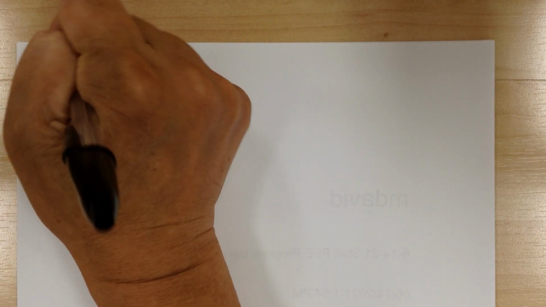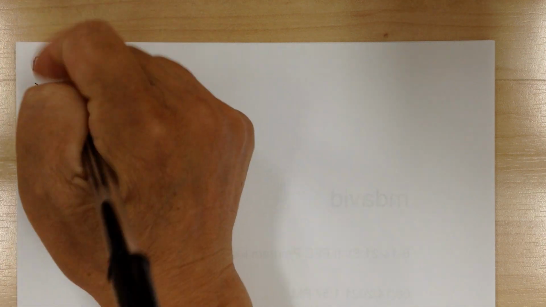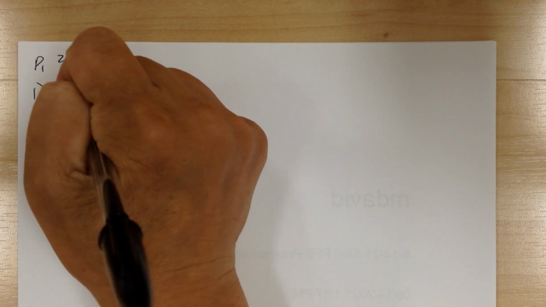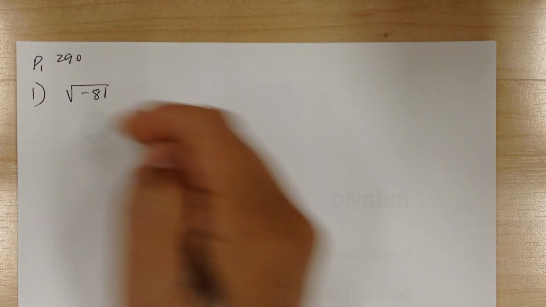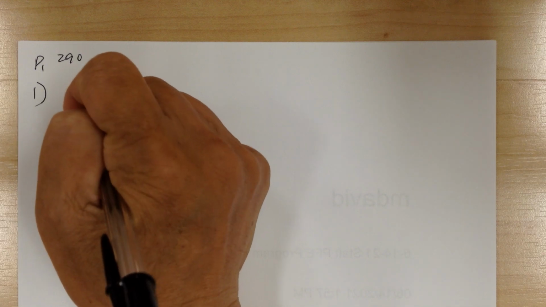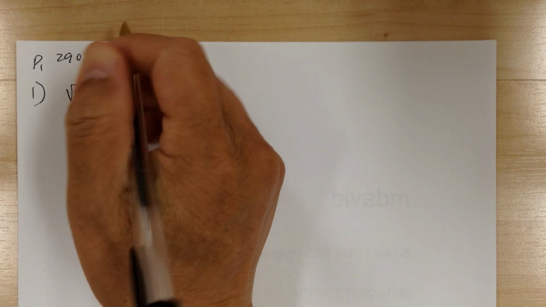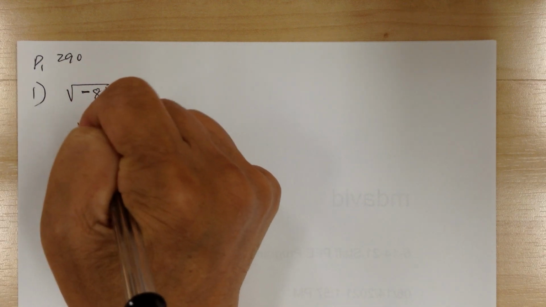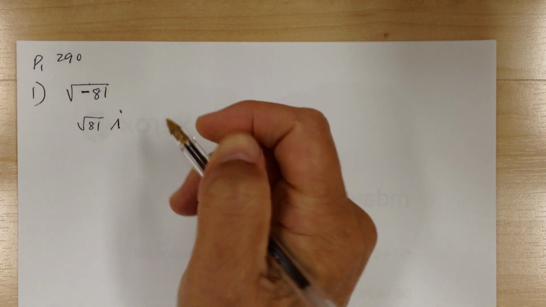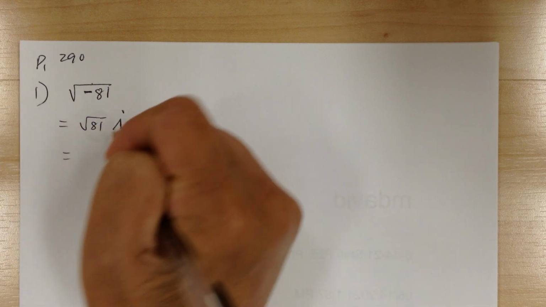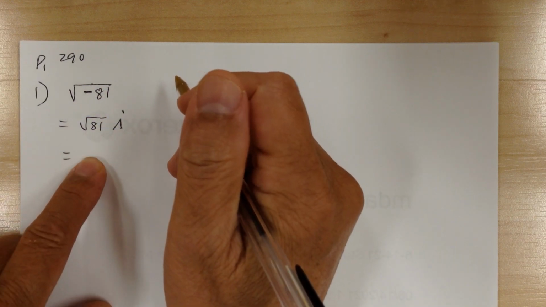Let's go to page 290 and start with number 1. Okay, so simplify negative square root of negative 81. As soon as you see there's a negative inside the square root, you have to make it into i. So right away make it into square root of 81 i. Again, square root of negative 1 is i. And then from there you can go and simplify. So square root of 81 is going to be equal to 9.